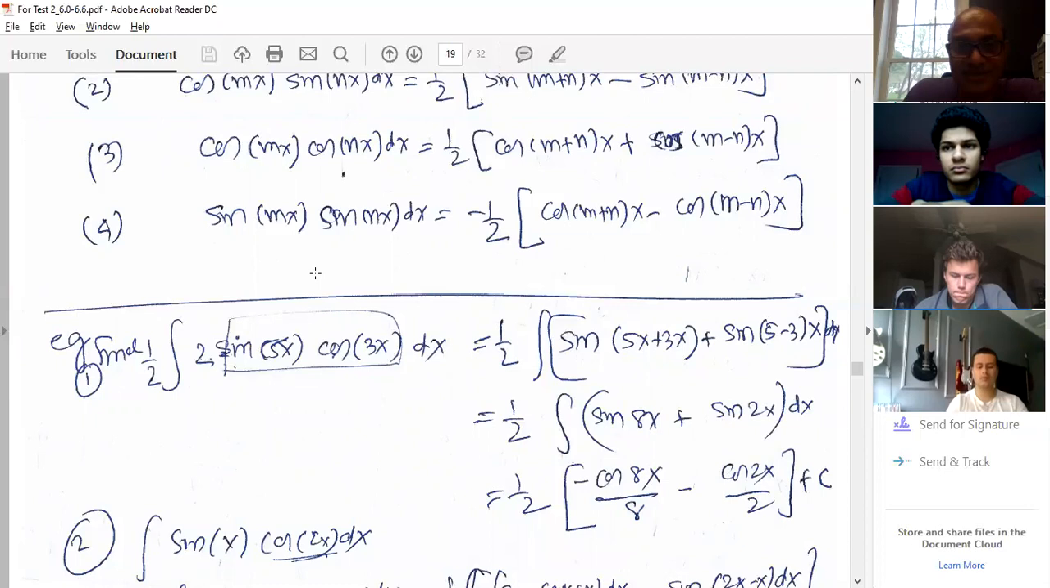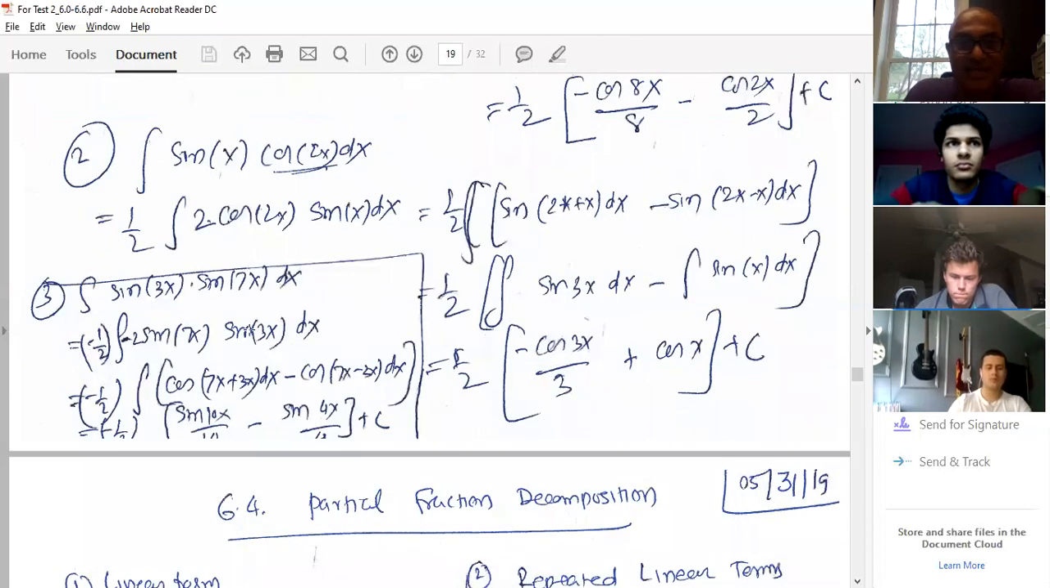Make sense? Second example, look at here. Sine x and cosine 2x dx. Which angle is bigger? Cosine, right? So let me write cosine first, because this is just a product. So I can write this one first and this one second.